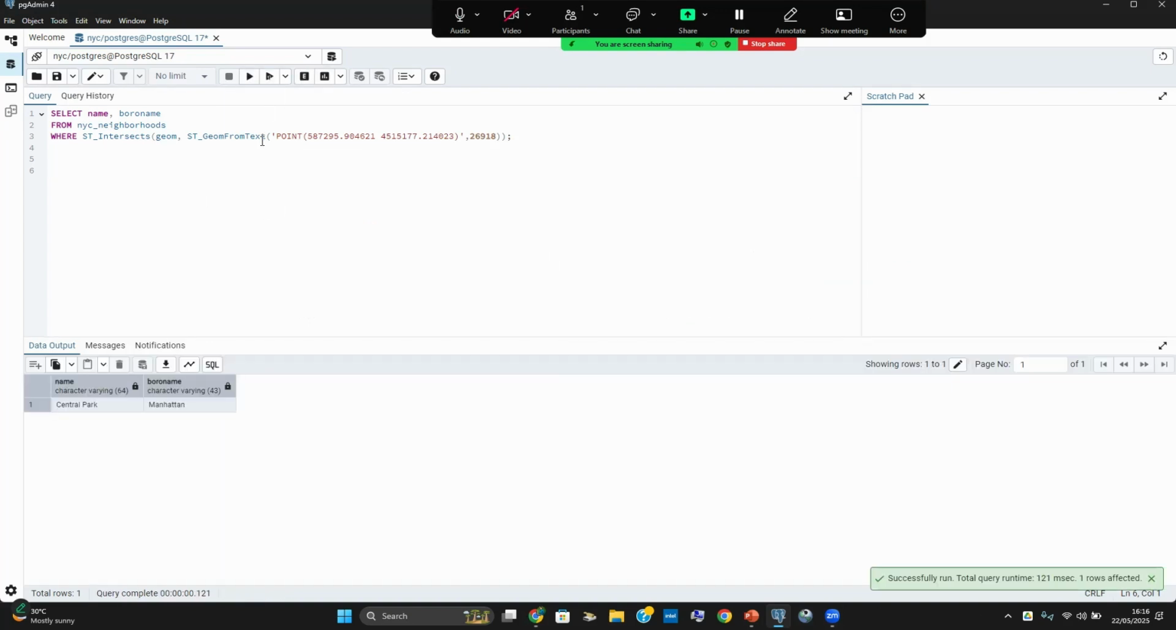Good. And we're seeing here this point is found in the neighborhood of Central Park, and Central Park is in the borough of Manhattan. So I can tell you that when I would have selected these coordinates, I would have selected something at the center of Central Park. So you're seeing validation here.